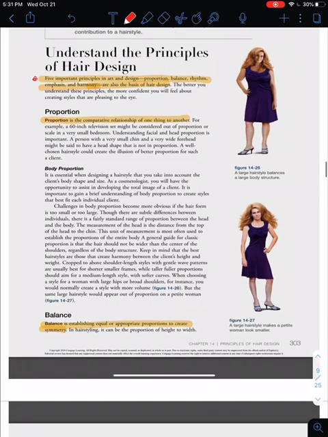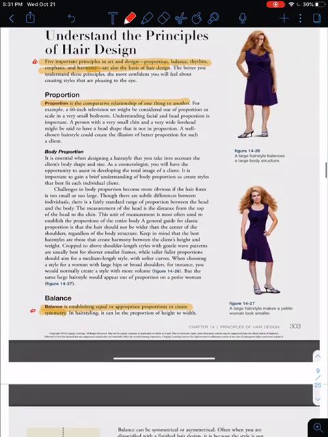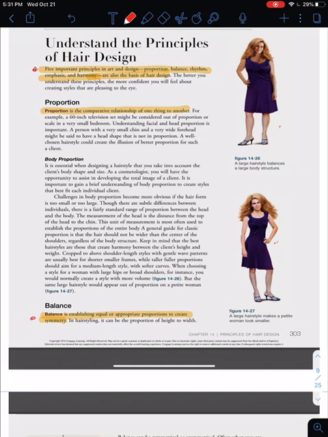And let's talk about balance. Balance is establishing equal or appropriate proportions to create symmetry. And they like to use these 2 photos to show it. This looks a lot more appealing than this one does because the hair is too big for her body. So it's not balanced and it's not equal proportions.